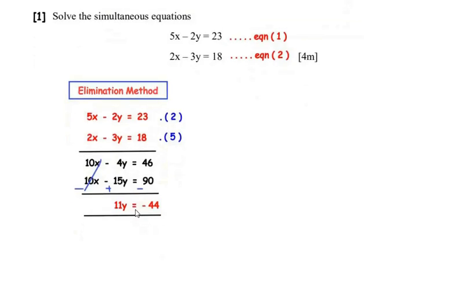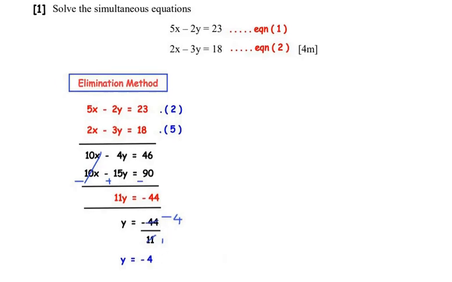Now to find out the value of y, let us take this 11 on the other side of equal to sign. So we get y is equal to negative 44 divided by 11. Now 11 divides minus 44, that is 11 1 times is 11 and 11 negative 4 times is negative 44. So here we get the value of y as negative 4.